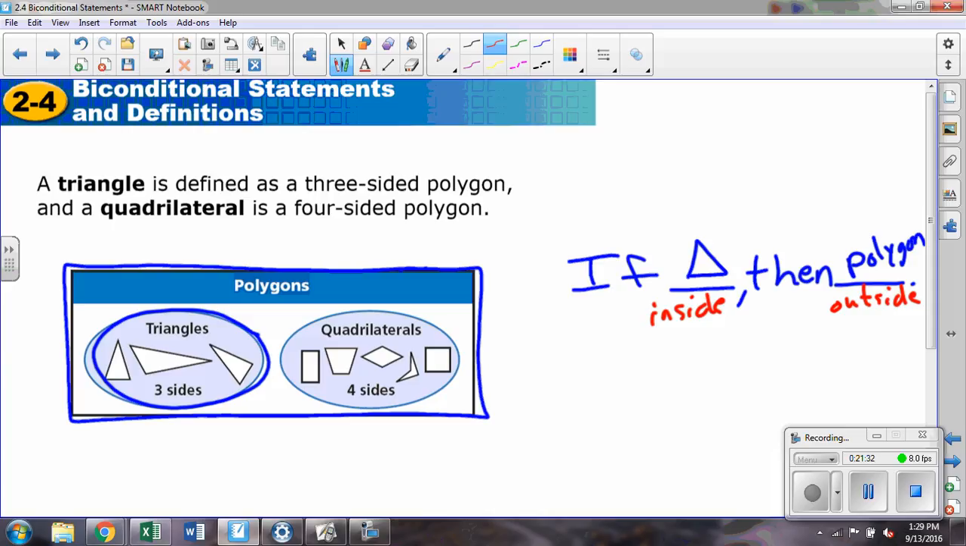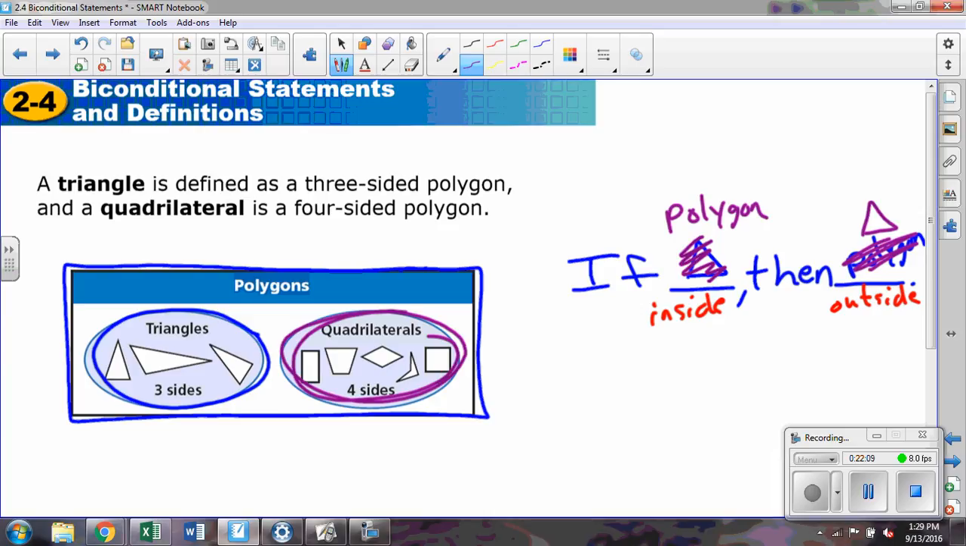Please be aware that the same situation will create a false biconditional. If we just switched it around, if it is a polygon, then it is a triangle. That's a false example. It's not true because the quadrilaterals are a bunch of polygons that are not triangles. And so any one of those would serve as our counterexample. Just wanted to refresh your mind, remembering that Venn diagrams do tie into conditionals, and they tie into biconditionals as well.